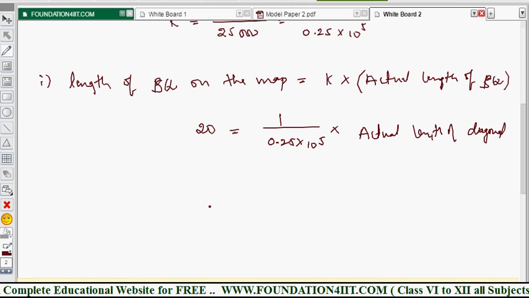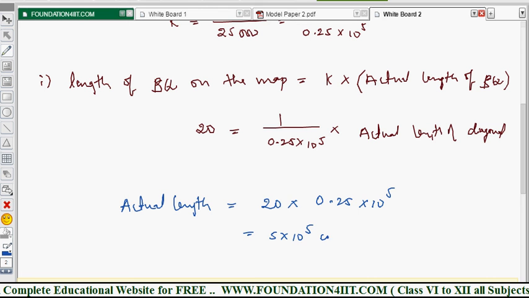So by simplifying this, the actual length is equal to 20 into 0.25 into 10 to the power 5. 20 into 0.25 is 5 into 10 to the power 5 centimeters. 10 power 5 centimeters is equal to 1 kilometer. So 5 into 10 power 5 is 5 kilometers. So the actual length is 5 kilometers.